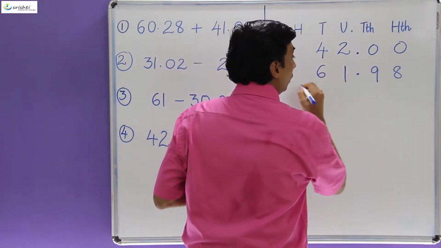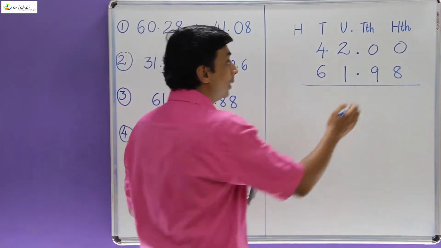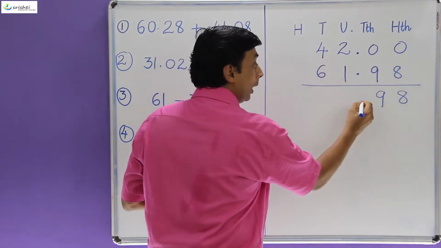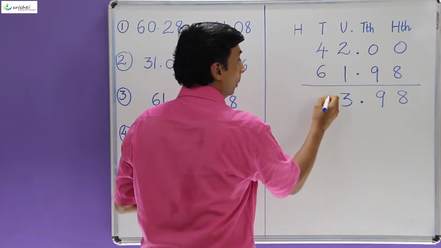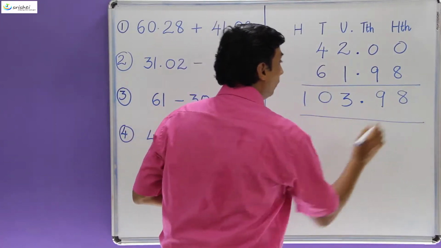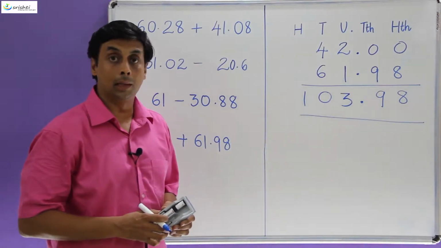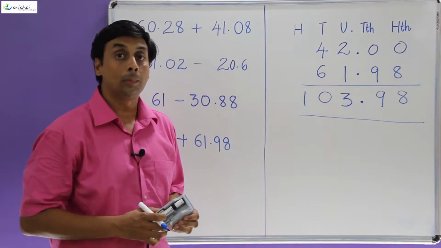61.98, and now it is simple addition. The number of decimal points is not going to change. So 0 plus 8, 0 plus 9, the decimal point remains as is. 2 plus 1, 3 and 4 plus 6, 10. So this is the idea behind the addition part of decimal numbers. Just write the digits one below the other without changing their place values.